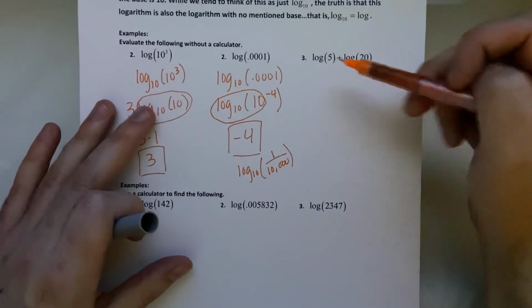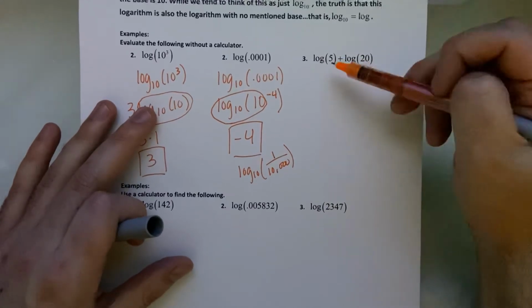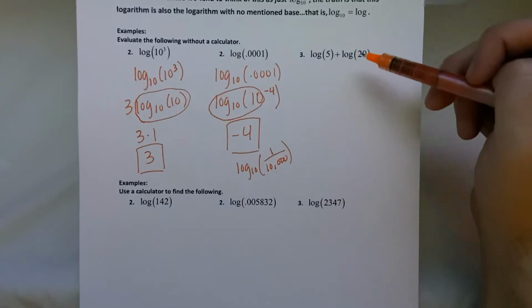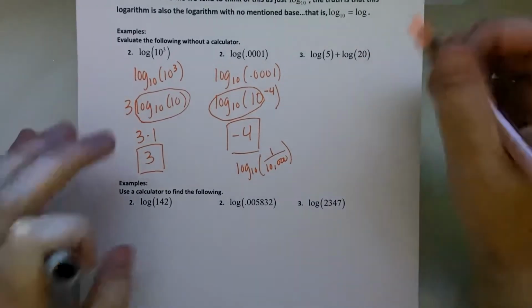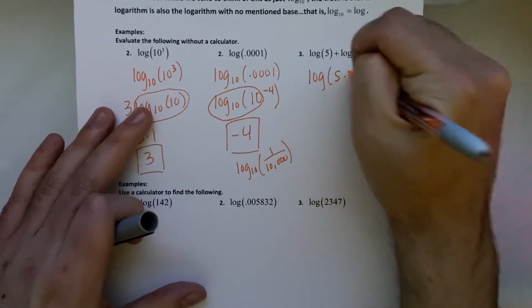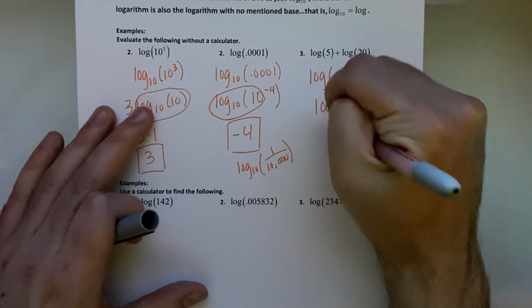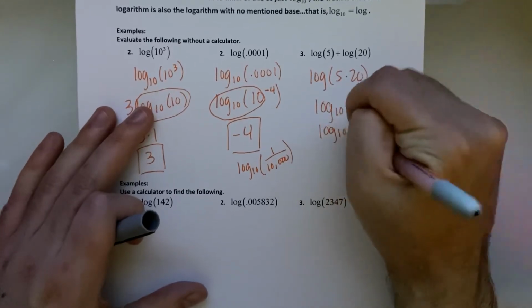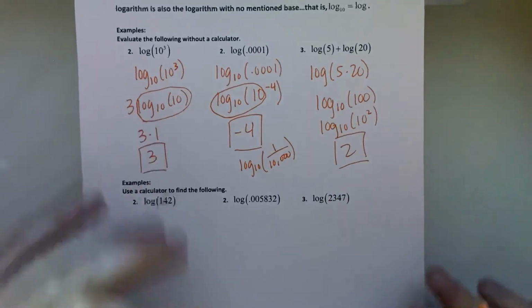Now similarly, here's how our properties help: log of 5 plus log of 20. I actually don't know what log base 10 of 5 is because it's not 10 to a specific power. I also don't know what log base 10 of 20 is. However, I know addition between 2 logs with the same base can become multiplication on the inside. 5 times 20 is 100, so now this is log base 10 of 100. But 100 is 10 to the 2nd power, so this is 2.